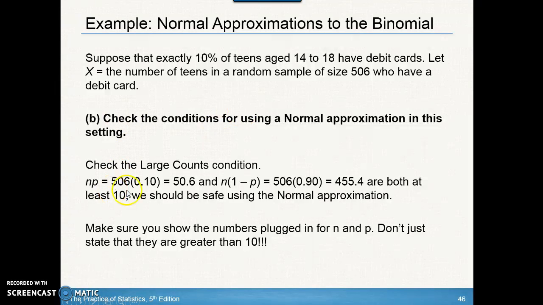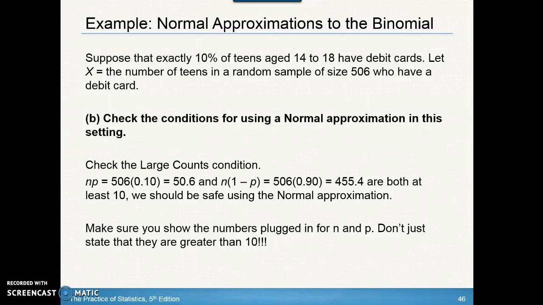So if I take 506 times 0.10, that's 50.6, and 506 times 0.9, those who don't have a debit card, is 455. So since they're at least 10, we're safe using the normal approximation. All right, please make sure when you're doing this that you show the numbers plugged in for n and p. Don't just say np greater than 10 and n times 1 minus p is greater than 10. No, actually show what the calculations are to state that the large counts condition works.